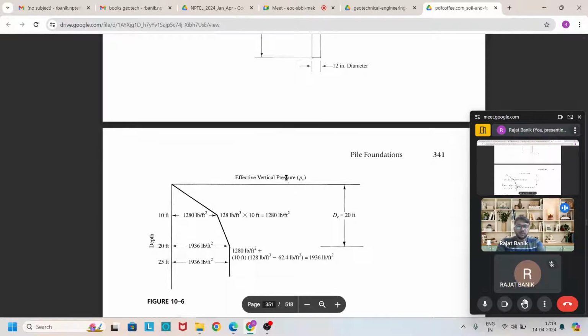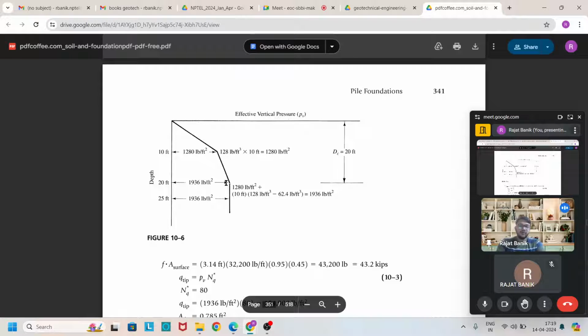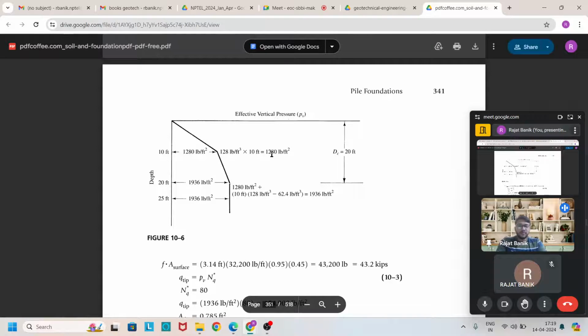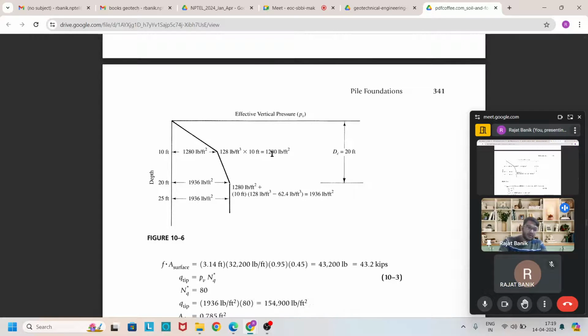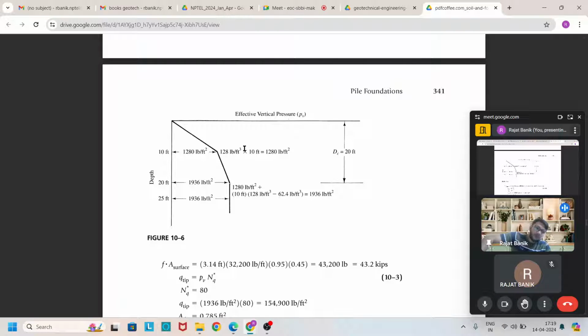Now we have to find the area of this pressure diagram according to the water table effect. Due to the water table, there is a decrease in the pressure, and the shape is distorted. So we have to modify our diagram: above the water table is one part, from the water table up to the critical depth is another part, and from the critical depth to the base of the foundation is another part. According to this, we find the vertical pressure.